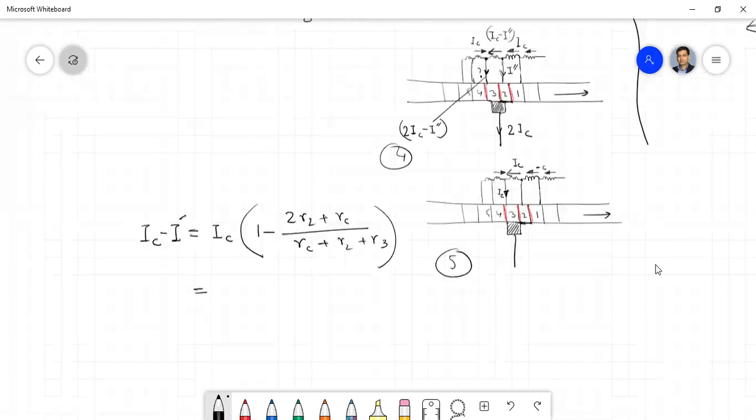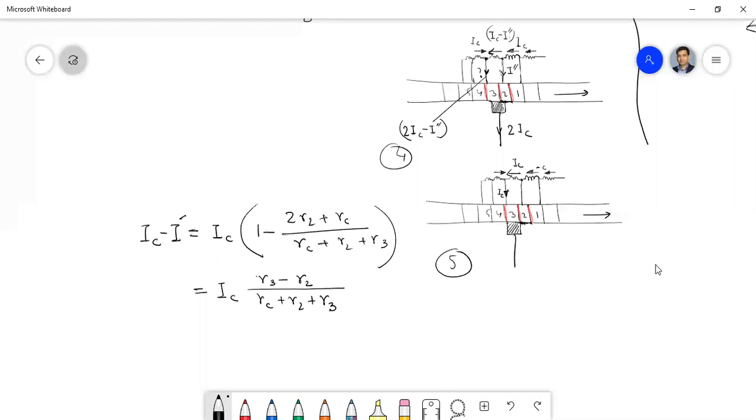Now if I simplify it, so what will be there? RC will cancel out, I think. So it will be IC into R3 minus R2 divided by RC plus R2 plus R3. R3 minus R2 divided by the same thing, isn't it? Yes, sir. Okay, that is fine.